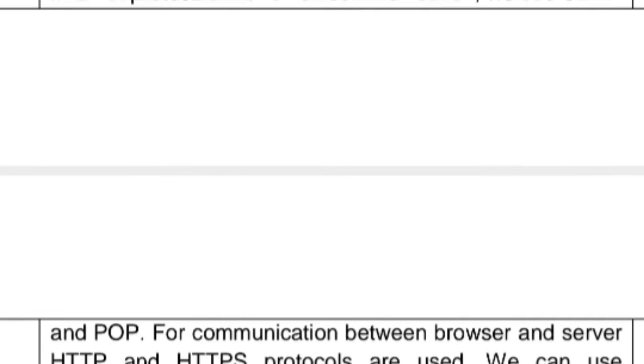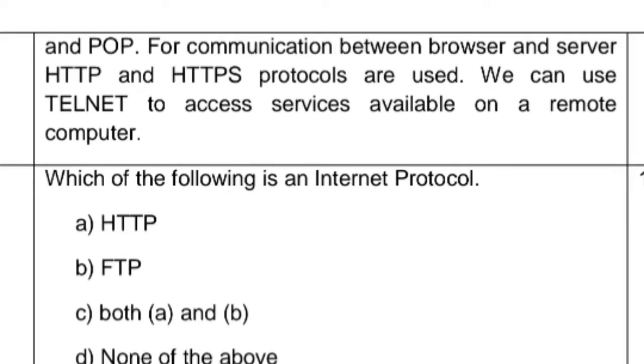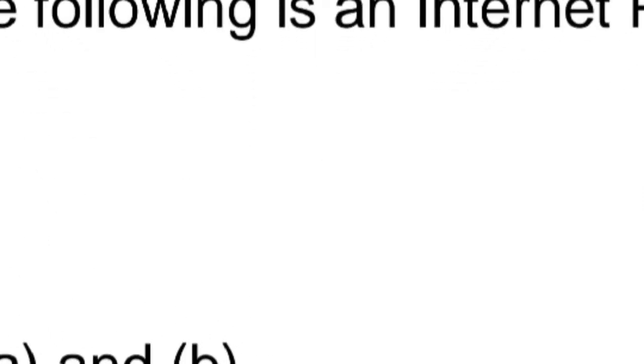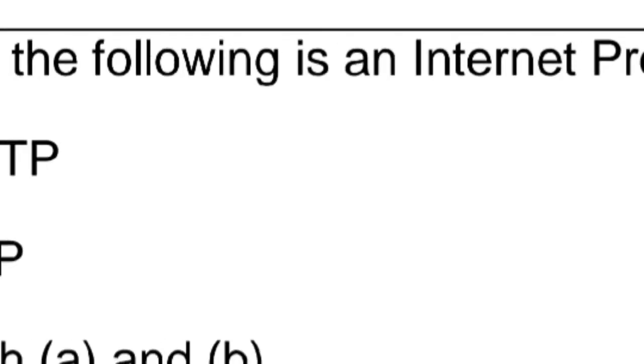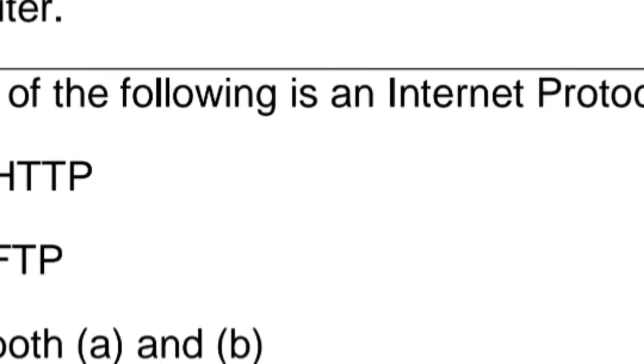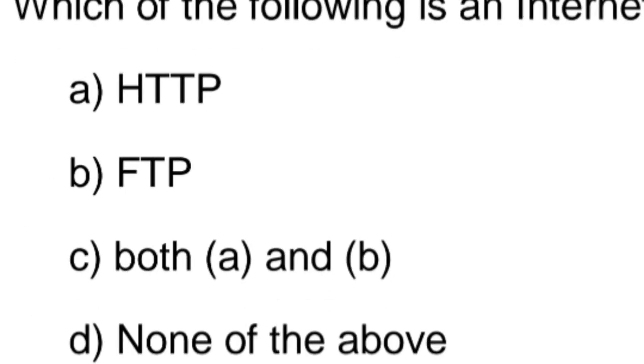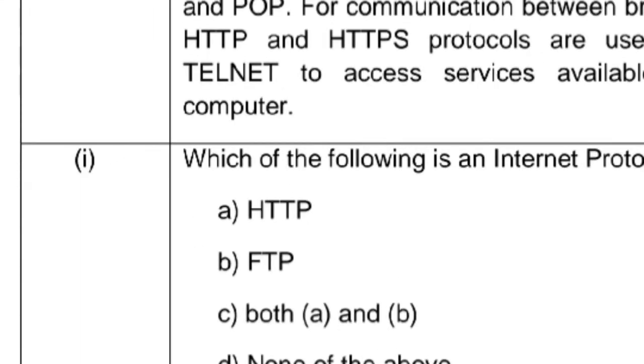Here they have given about internet protocols, their users, and few common internet protocols like POP, SMTP, HTTP, HTTPS, etc. And depending on this, they have asked 7 questions here in the MCQ form, and you are supposed to select any one of the given options. Like in the first question, they have asked which of the following is an internet protocol: HTTP, FTP, both A and B, or none of the above.